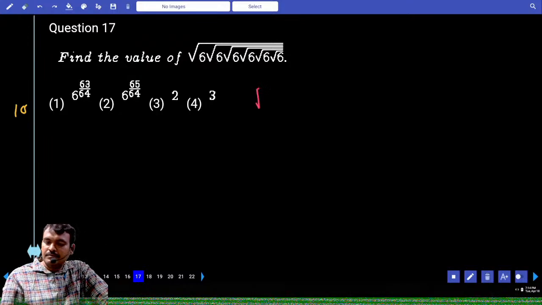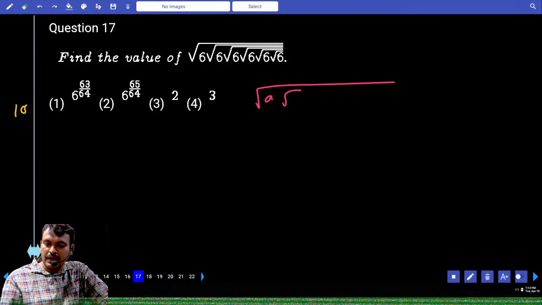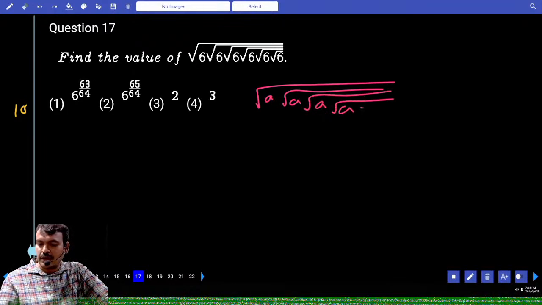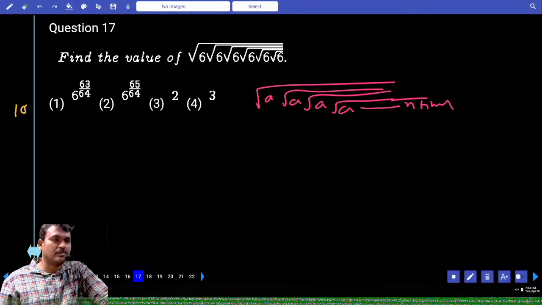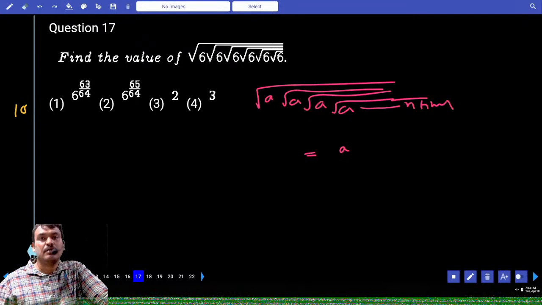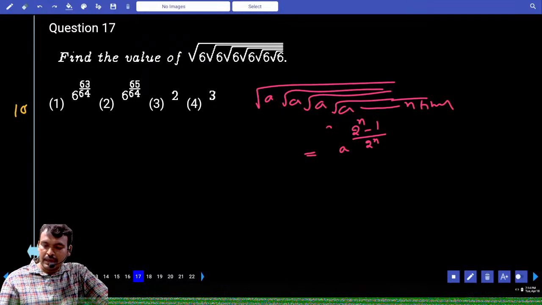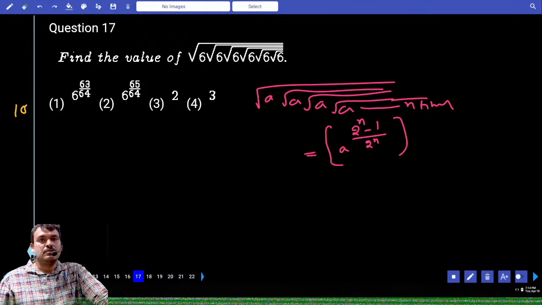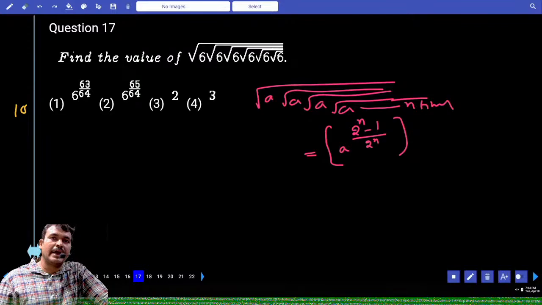What is the formula? Square root of a, square root of a, square root of a, and so on n times. What answer do we write? A power 2 power n minus 1 over 2 power n. What is the power value? 2 power n minus 1 over 2 power n.